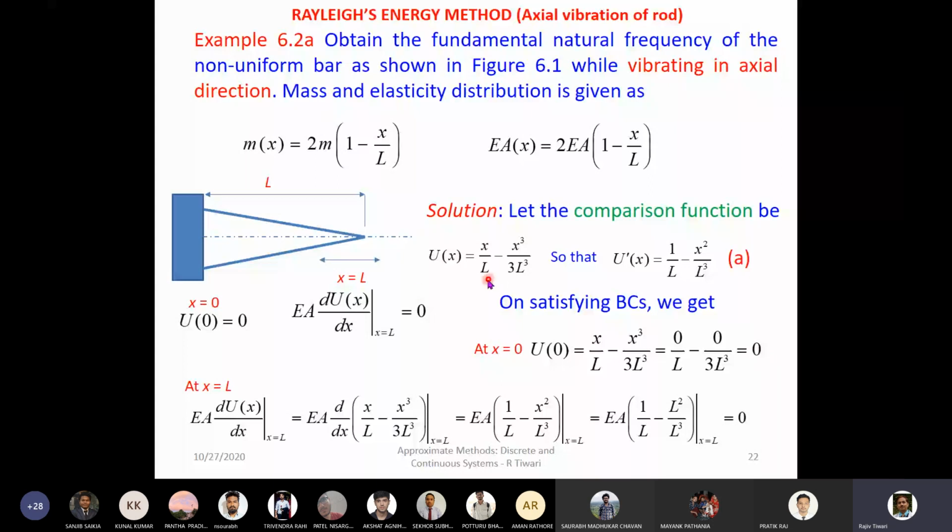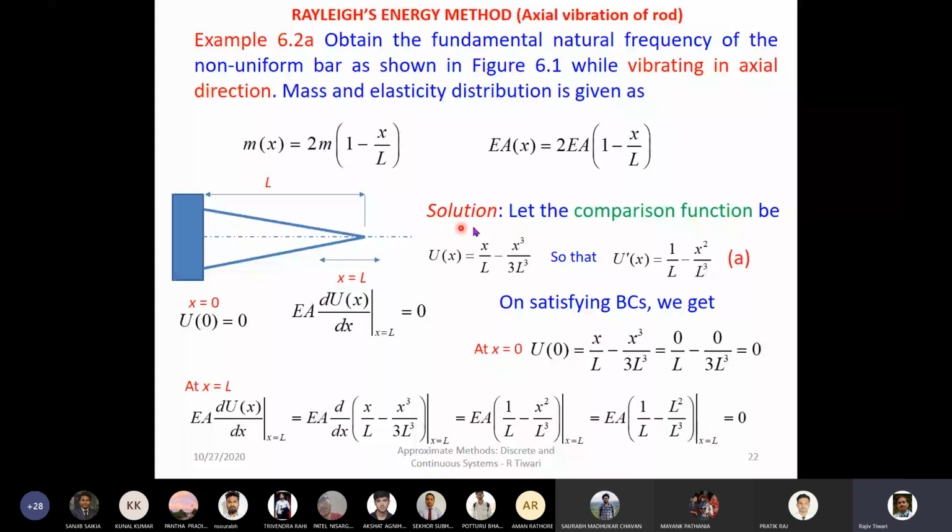The boundary condition here requires the derivative of this. If we take the derivative with respect to x, we will get 1 by L minus x square by L cube. Now we'll check the boundary condition at x equal to L. If we put x equal to L here, this becomes 1 by L, and this is L square by L cube, which is nothing but 1 by L. So this will get cancelled, and we are able to satisfy the second boundary condition also with this comparison function.